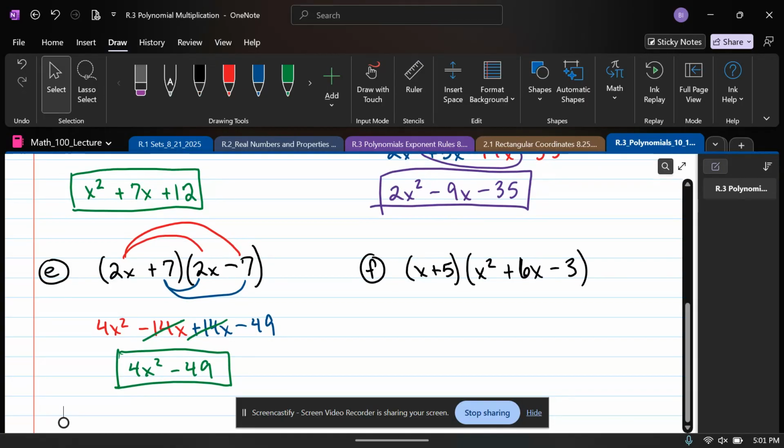So on this one, it's not FOIL because you have a bigger piece there on the end. You got that x squared plus 6x minus 3. So you got a little bit bigger piece there. But it is double distributed property. So that's why I call it that, because it works on this too.